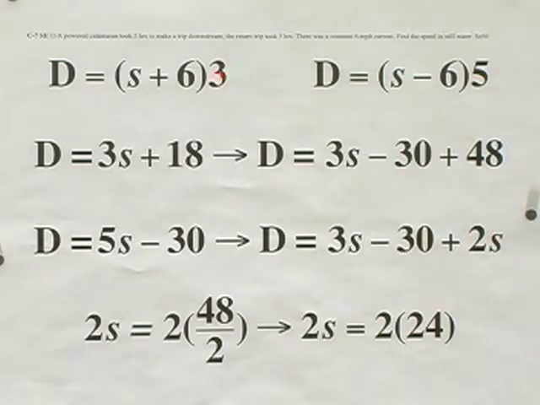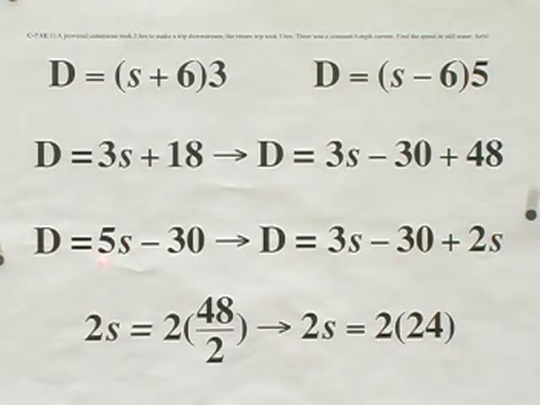I'm going to do this multiplication, 3 times s and 3 times 6, here it is. Distance equals 3s plus 18. And I'm going to do this calculation, 5 times s, 5s minus 30. The first thing I want to do is match that minus 30 up here. So I'm going to subtract 30 and add 30. 30 and 18 is 48. Here's the minus 30, and that's 18 plus 30, 48.